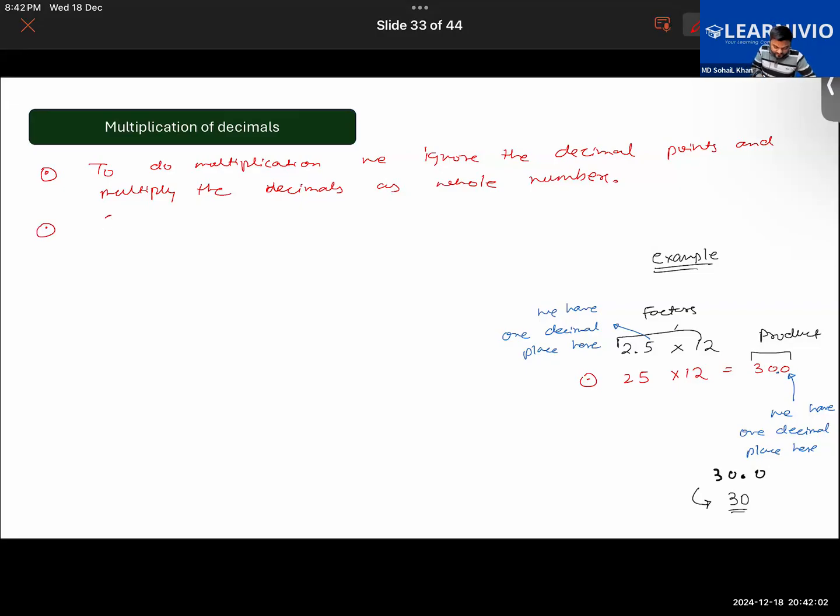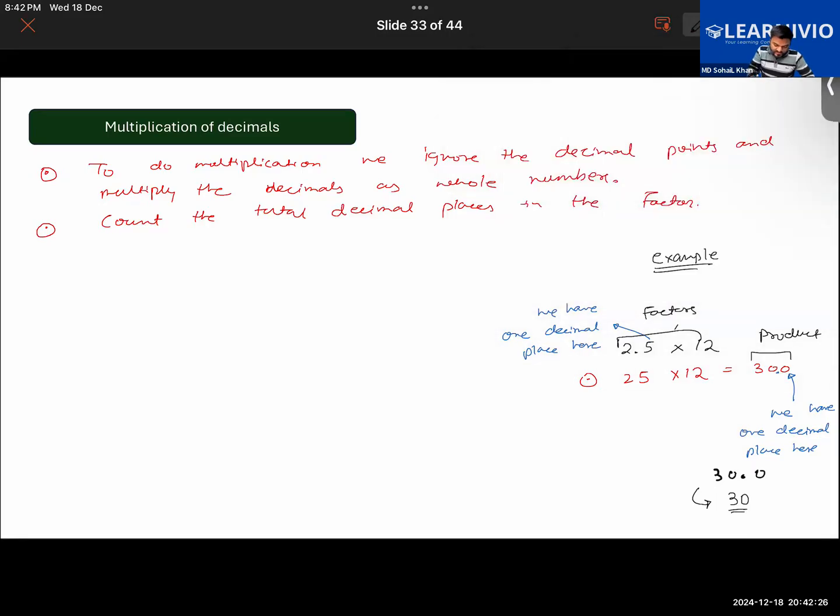So the next step is to count the total decimal places in the given factors. In this given example, there was only one decimal place. We're going to take some other examples also.